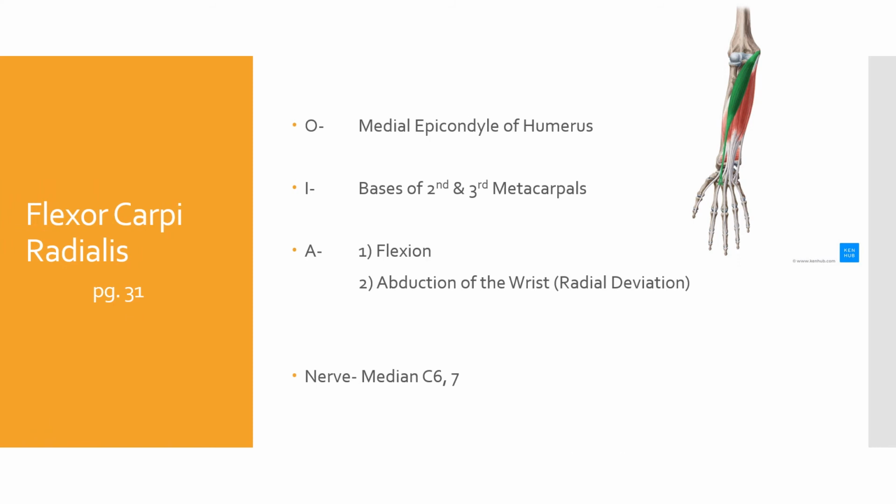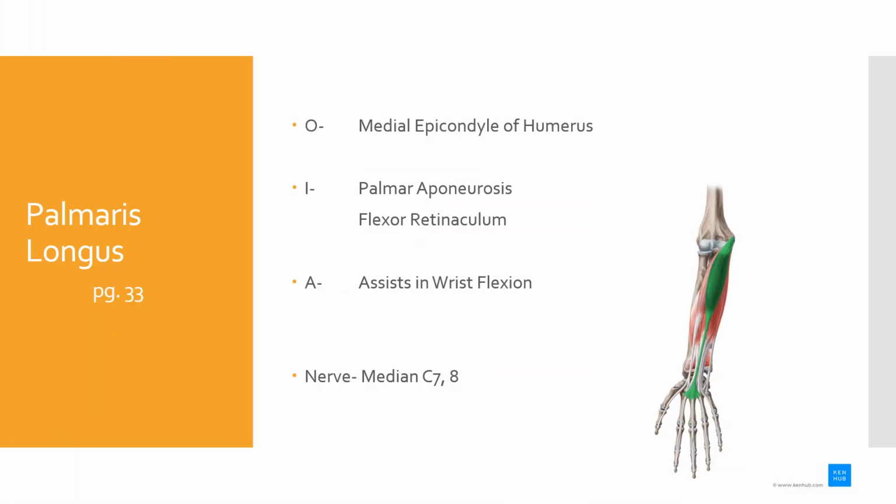Flexor carpi radialis, origin, medial epicondyle of humerus. Insertion, bases of second and third metacarpals. Two actions include flexion, as well as abduction of the wrist, or radial deviation.